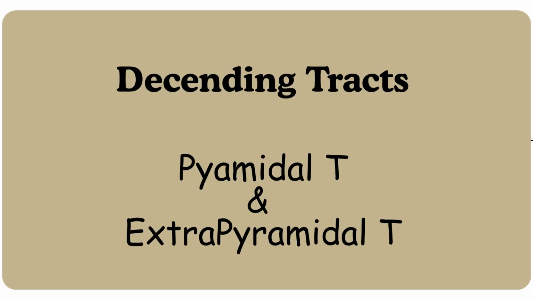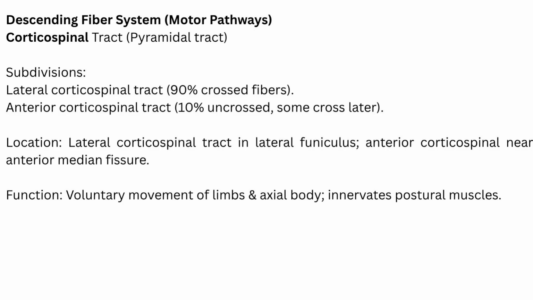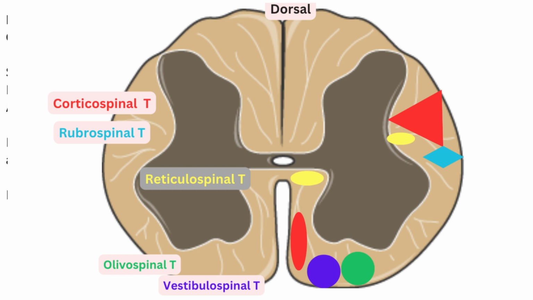Now, descending tracts: majorly we have the pyramidal tract and the extrapyramidal tract. The pyramidal tract is our corticospinal tract, starting from the cortical area and coming to the spinal cord. It supplies the upper limb, lower limb, and trunk. This is the tract which helps us with all voluntary activities. Other than this, there are tracts coming from higher areas, not starting from the cortex but from subcortical areas. The extrapyramidal tracts are the rubrospinal, reticulospinal, olivospinal, and vestibulospinal tracts.